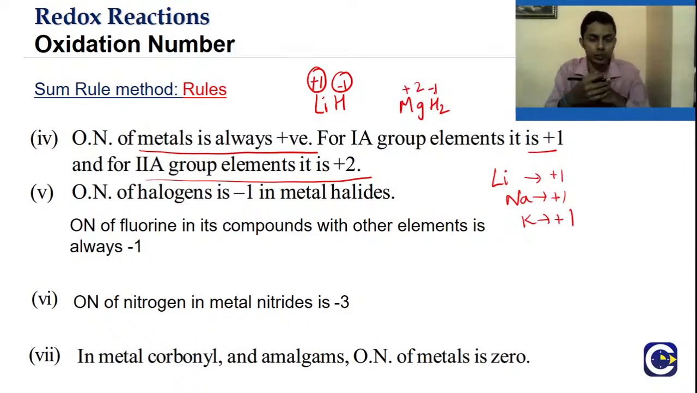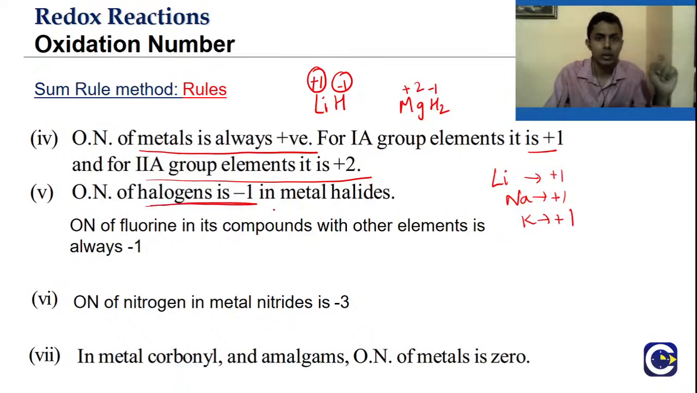Got it? So yeah, an electropositive element usually will get a positive notional charge. That's why you can see there is no exception. Clear? Oxidation number of halogens is -1, in case of metal halides. Yes, that means there is some other case also.